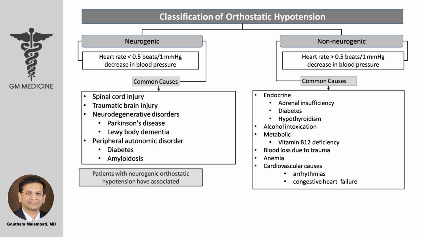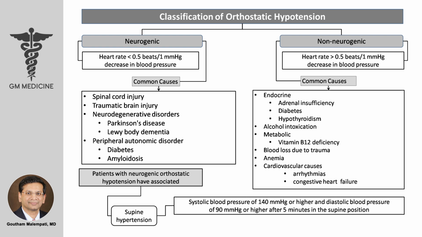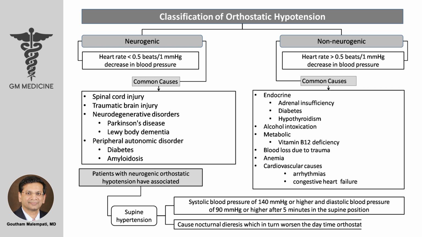Patients with neurogenic orthostatic hypotension often have associated supine hypertension. Supine hypertension is defined as systolic blood pressure of 140 mmHg or higher and diastolic blood pressure of 90 mmHg or higher after 5 minutes in the supine position. Supine hypertension can cause nocturnal diuresis, which can in turn worsen the daytime orthostatic hypotension.